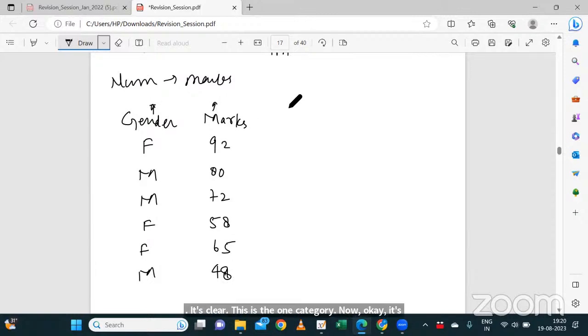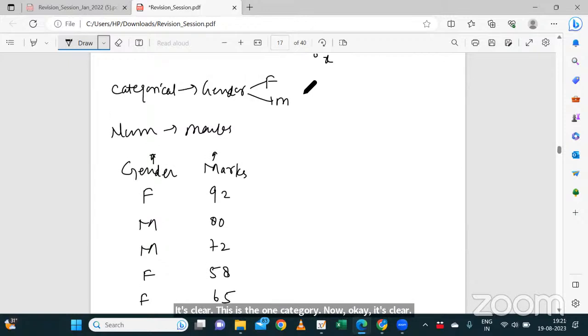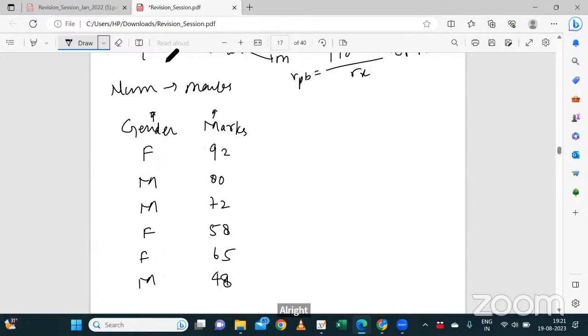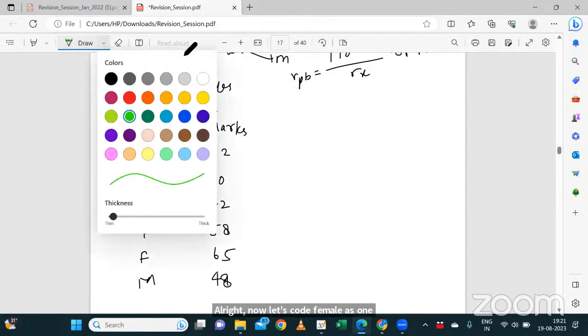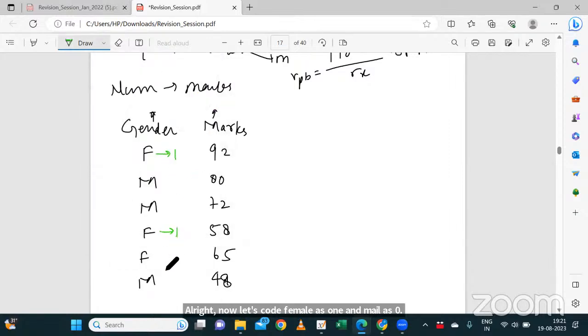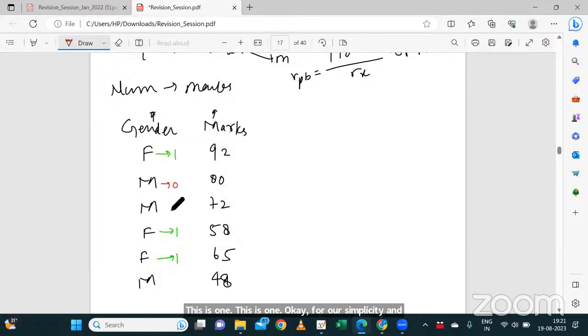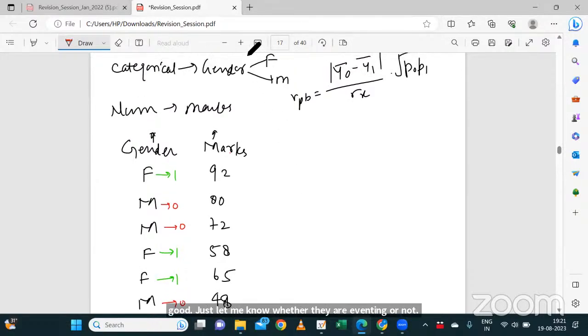Now, what does the point biserial formula say? RPB is y bar naught minus y bar 1 divided by sigma x into the square root of p naught into p1. Now, let's code female as 1 and male as 0. So for simplicity, female is 1, 1, 1, and male is 0, 0, 0. So far, so good. Just let me know whether you are getting it or not. Getting, sir. Okay.